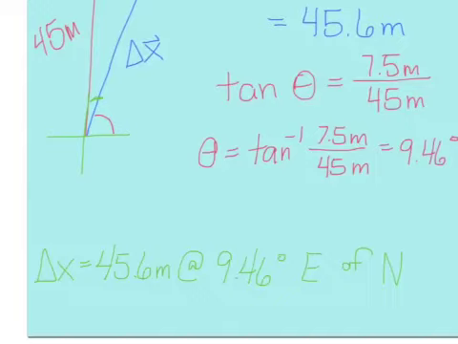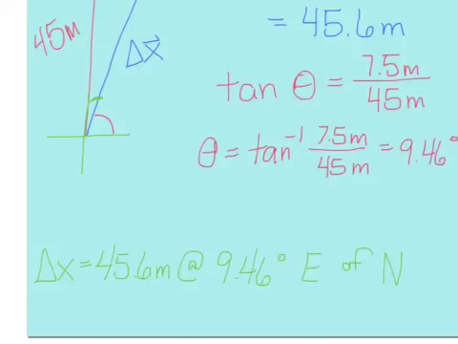Other ways that I could have represented this angle is I could say that it's 9.46 degrees to the right of the positive y-axis, or if I had found the complement to that angle, that's the bigger one that you see, which ends up being 80.54 degrees. I could say 80.54 degrees north of east, or 80.54 degrees above the positive x-axis. Lots of options there.